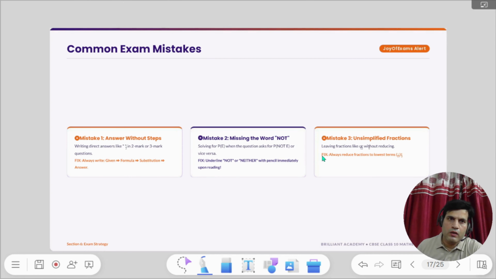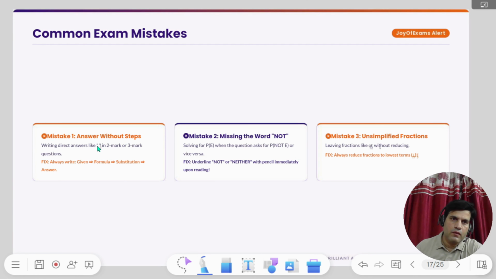Common mistakes. Mistake 1: answer without the steps. Writing direct answers like 1 by 2 in 2-mark or 3-mark questions. Always write given, formula, substitute, then answer. So what is given, what is the formula, what is the substitution? Do it in this way, otherwise you will miss the marks. Mistake 2: missing the word not. Solving P(E) when the question asks for not E, or vice versa. Underline not or neither with a pencil upon reading.